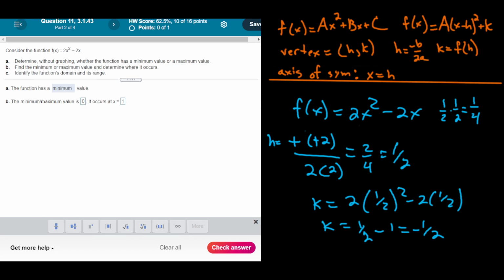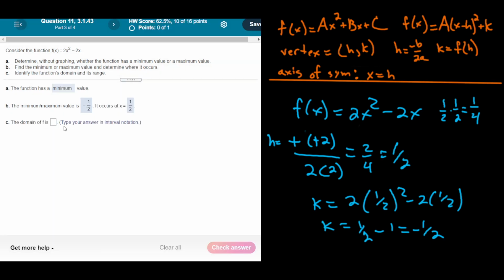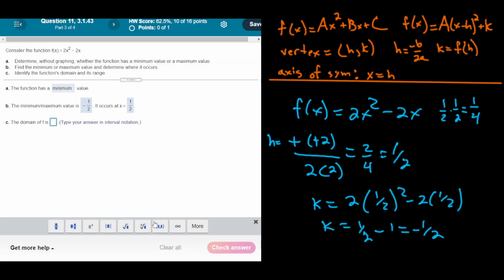Okay, so it really occurs at 1 over 2 for your h, which is your x. And what is the max or min? Negative 1 over 2. Domain. Domain is negative infinity to positive infinity.